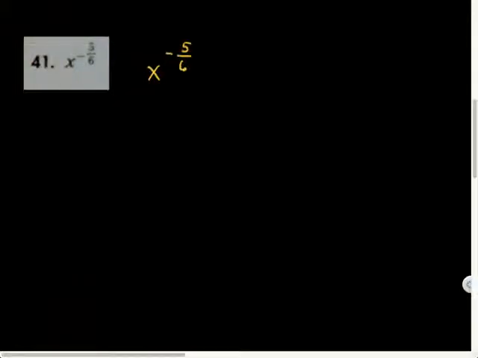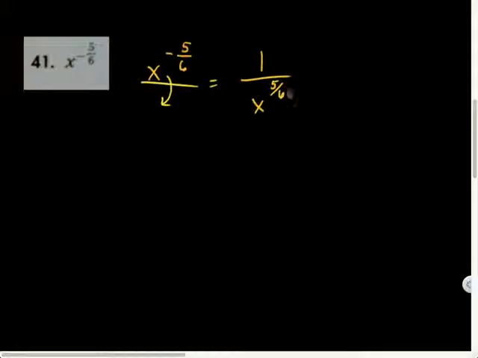So a negative exponent, I will move it downstairs and make its exponent positive. And I will get x to the positive 5/6 power. Ugh. And who lives upstairs? 1. 1, the loneliest number that I ever knew.